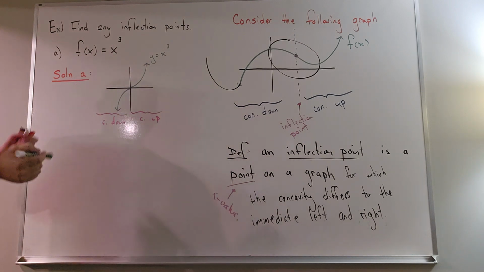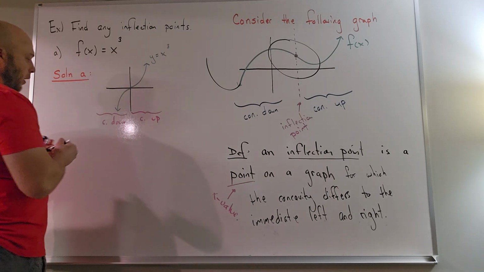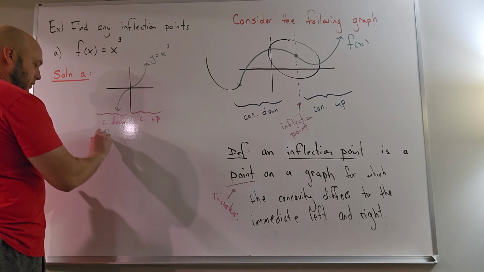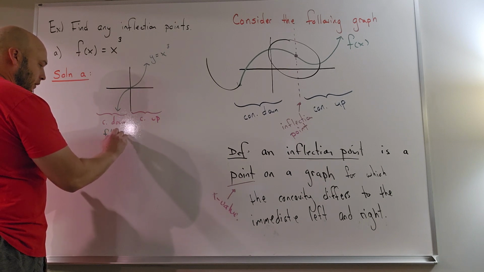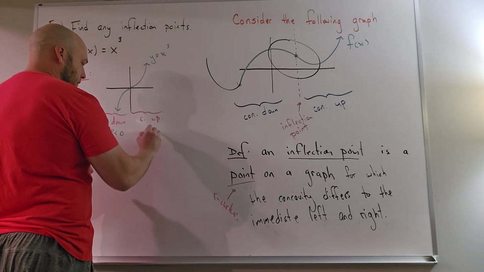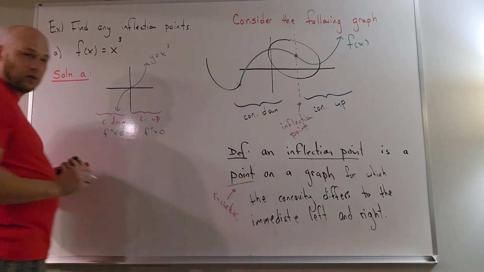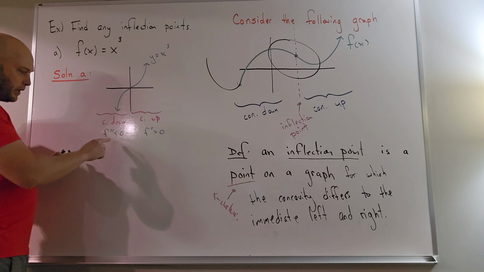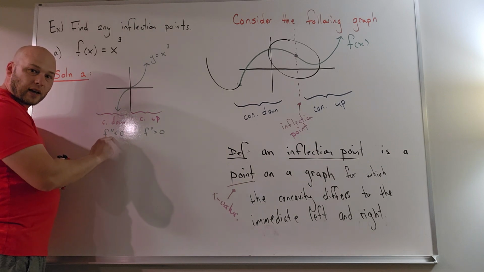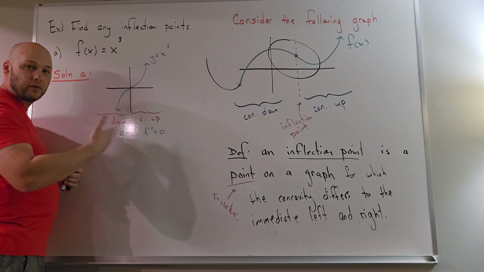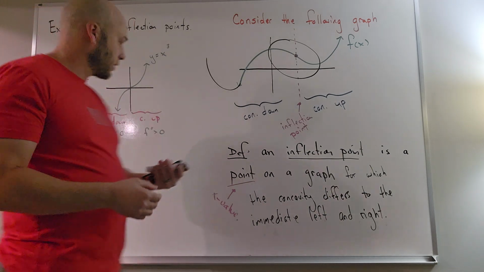Well, let's use this as motivation. What do we know about concave down? We know concave down, I know that the second derivative is negative. Over here, concave up, I know that the second derivative is positive. So what that tells me is that if I was to look at the graph of the second derivative, I just have to see where it changes from negative to positive or vice versa from positive to negative. So in other words, the sign changes on either side.